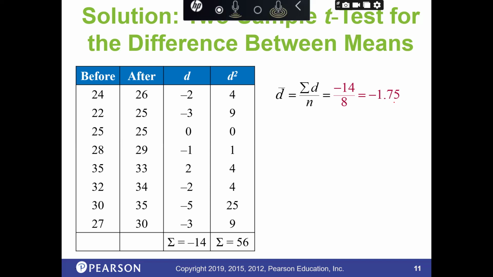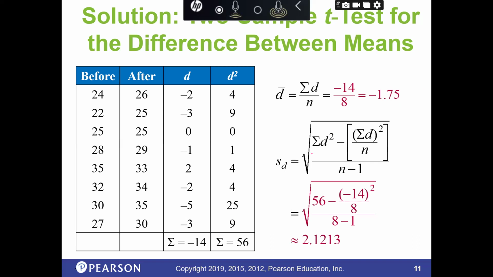All right, then we got the next one to deal with here. So next one, formula looks like this. It's the addition of all the difference squares minus the -14 squared over how many players there were, and all that divided by 7. So can you guys punch that in? Simplify it first, I guess, if you can, and then punch into calculator. See if you guys get a 2.1213.